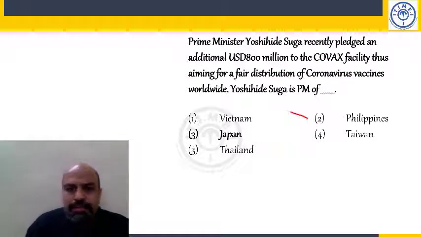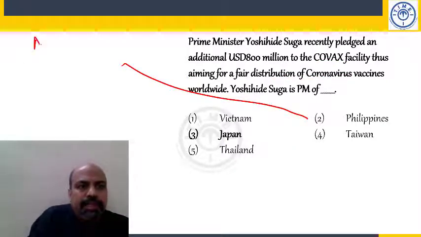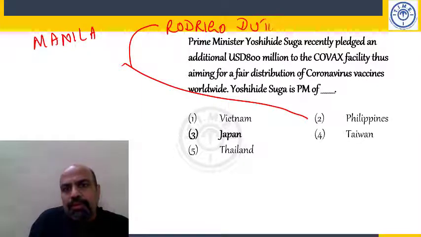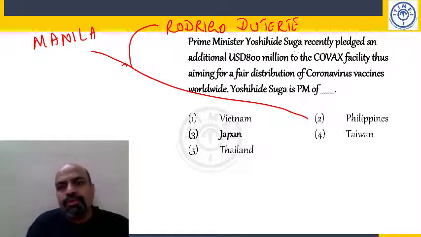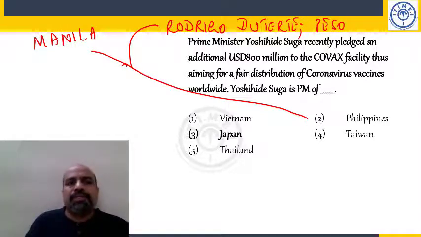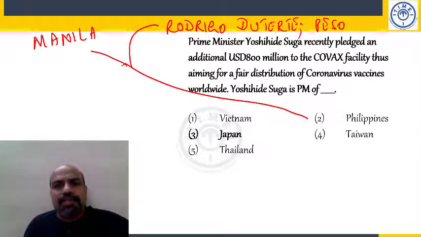I will just tell you about the Philippines. Capital, Manila. President, everyone calls him mad, Rodrigo Duterte. The currency is peso. Spain ruled this country for 330 years, between 1568 and 1898.